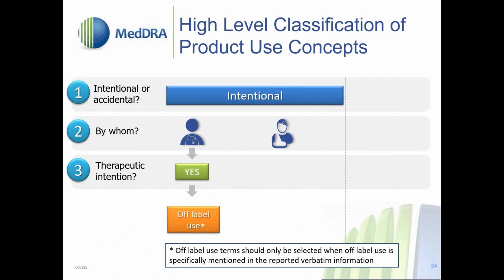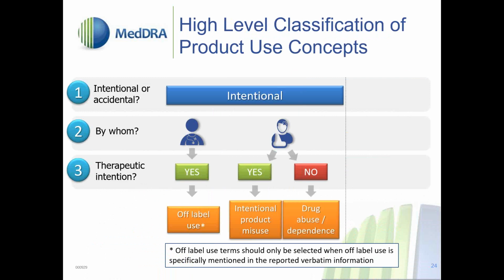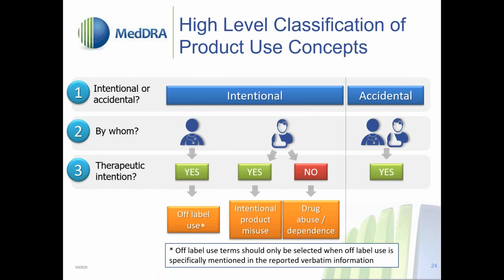If an intentional deviation from the product information originates from the patient or consumer and happens in the therapeutic setting, we classify this as intentional product misuse. If the deviation does not occur within the therapeutic use of the product, the deviation is classified as drug abuse or drug addiction. If the unapproved product use is accidental, this can also be caused by both the healthcare professionals or patient consumers. If this occurs in the context of the therapeutic use of the relevant product, it is classified as a medication error or product use error.